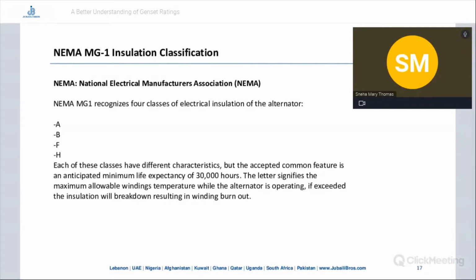Each of these classes has different characteristics, but the accepted common feature is an anticipated minimum life expectancy of 30,000 hours. The letter signifies the maximum allowable winding temperature while the alternator is operating. If exceeded, the insulation will break down, resulting in winding burnout.